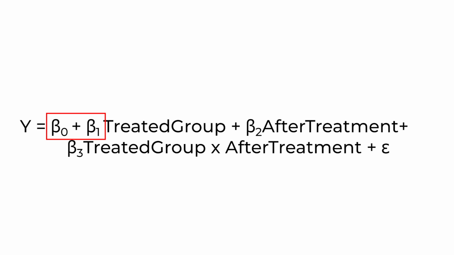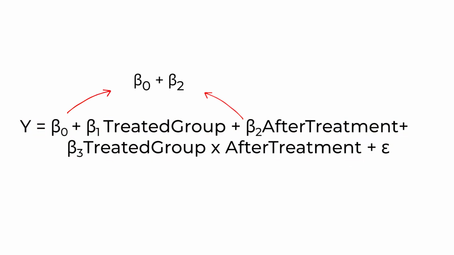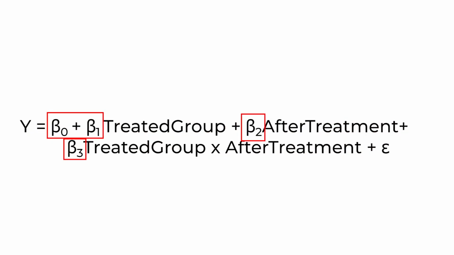It's our baseline difference. What if I set treated group back to 0 and set after treatment to 1? Well, now we're comparing the untreated group before to after, which means that beta 0 plus beta 2 is our average for the untreated group after treatment goes into effect. Finally, you turn treated group to 1, you turn after treatment to 1. Now beta 0 plus beta 1 plus beta 2 plus beta 3 is our average for the post-treatment period for the treated group. So with combinations of these coefficients, we can get those 4 means that we talked about before.